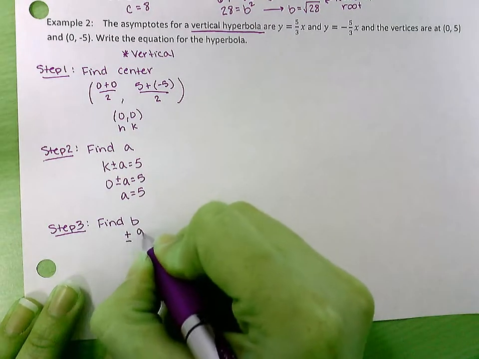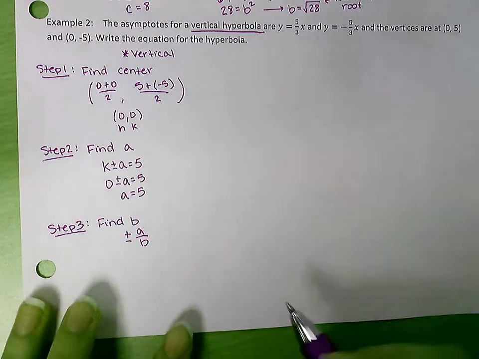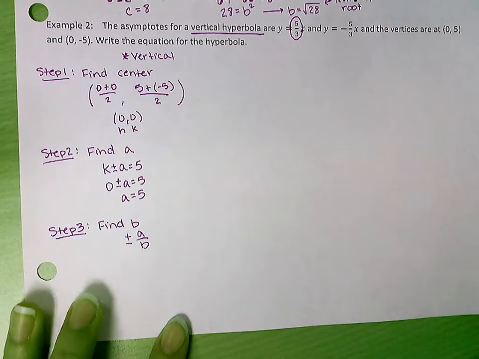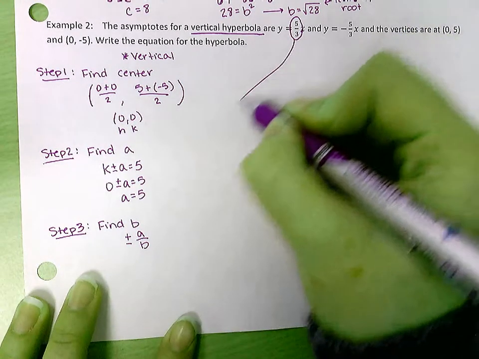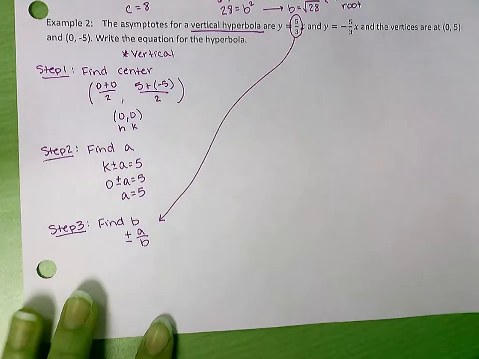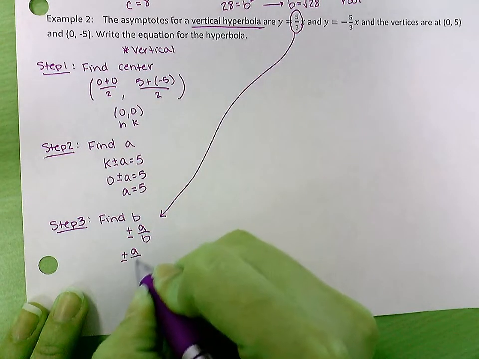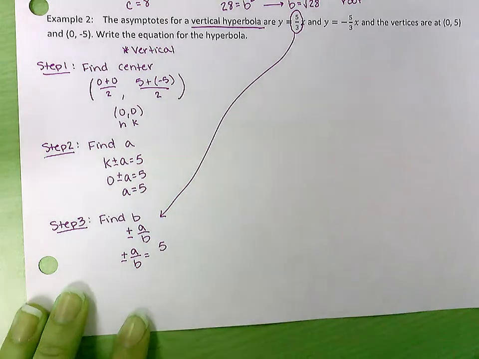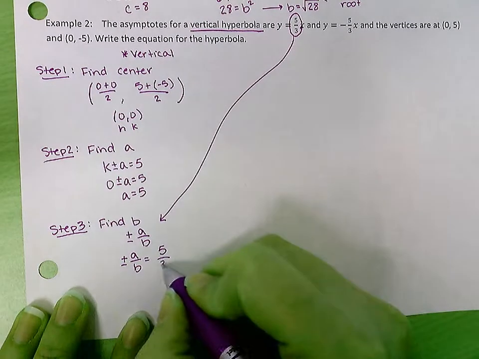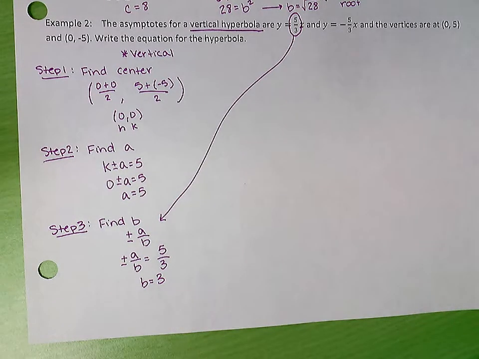Okay, so we have plus or minus a over b. So I'm going to look up here at my slope, and I'm going to use that down here for b. So I already have a is 5. So a is 5. What does that mean b has to be? 3. Okay, so b is just going to be equal to 3.